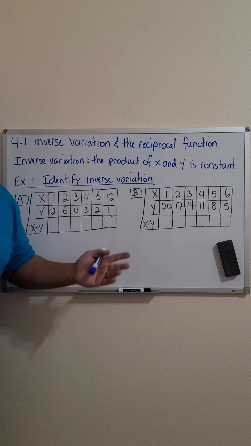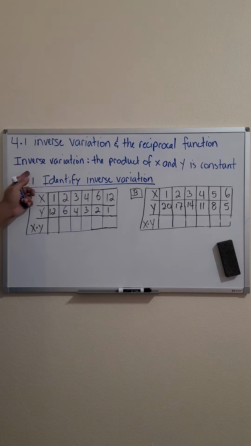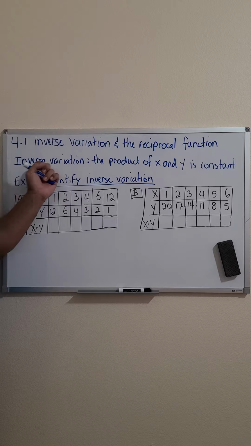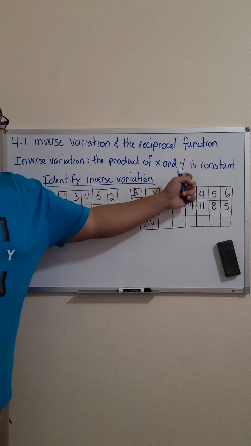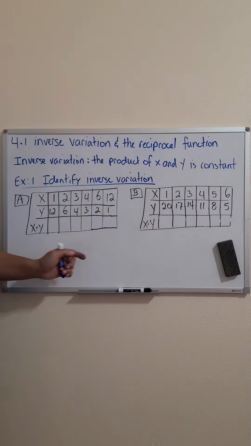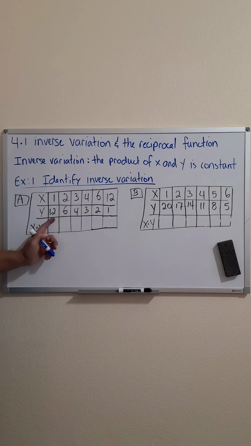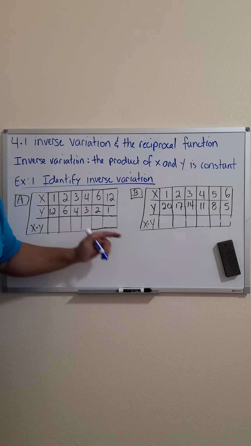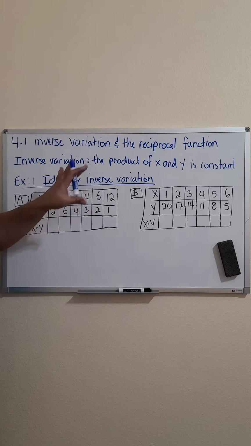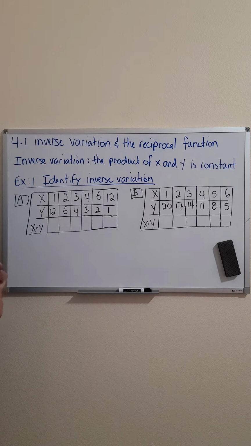Well, how can you tell? According to the definition, a table is an inverse variation when the product of x and y is constant. As in, if I were to multiply all of my x and y values together and that answer remains constant throughout this table, then this table really is an inverse variation. So let's check it out.